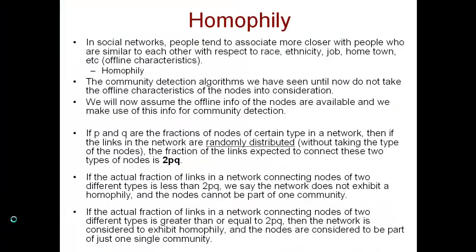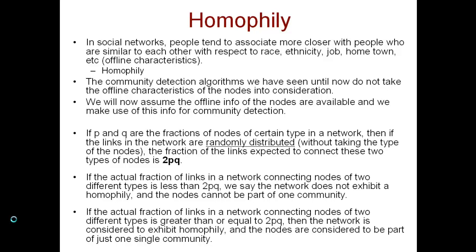Okay, so now we will look at this notion of homophily based community detection. In social networks, you could see that people with similar type, like say race, ethnicity or job and hometown and stuff like that, they tend to be together. So people with similar characteristics, like race, ethnicity, job, hometown, where they studied, school and all these things, they tend to be closer together. So that is called homophily.